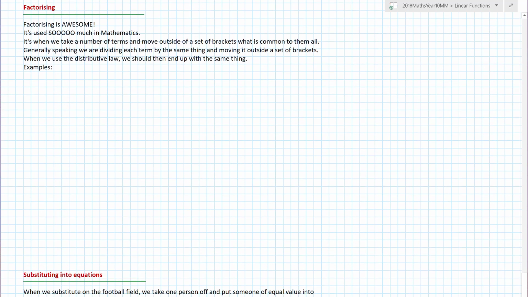Finally, factorizing. Oh, no, not finally. I've got substituting into equations. We're already at 19 minutes and 28 seconds. My goodness, what's going on with this lesson?